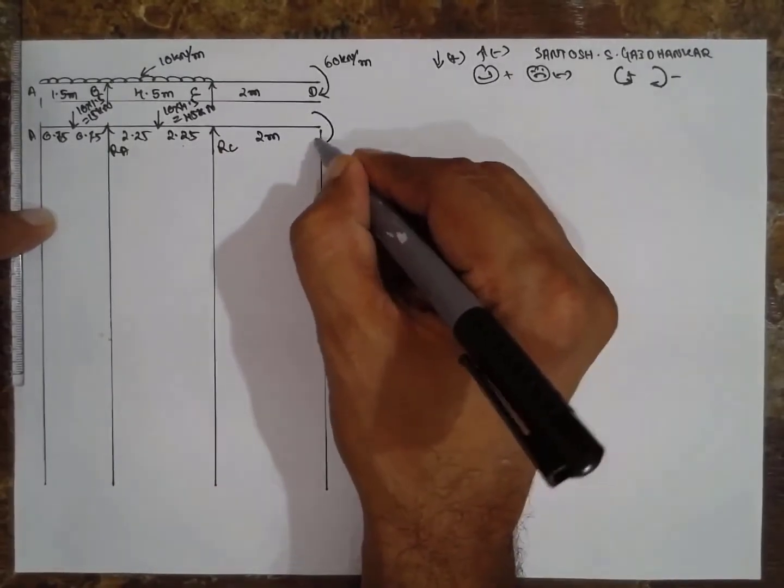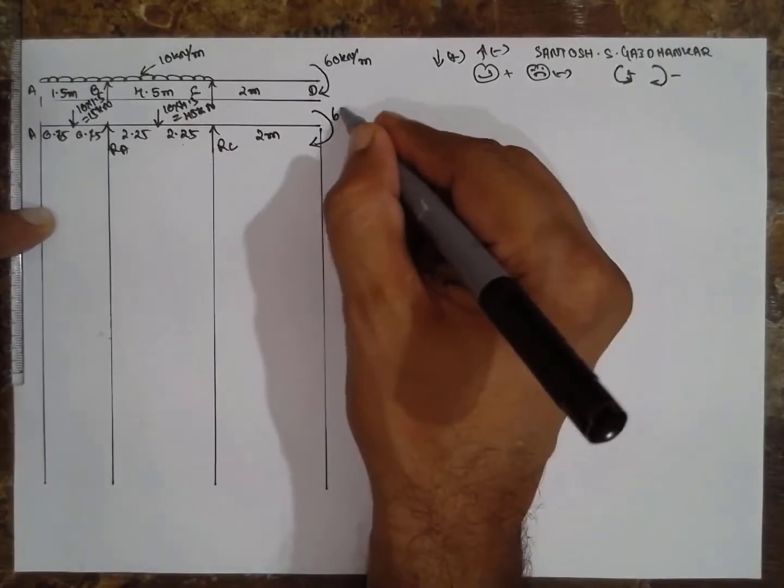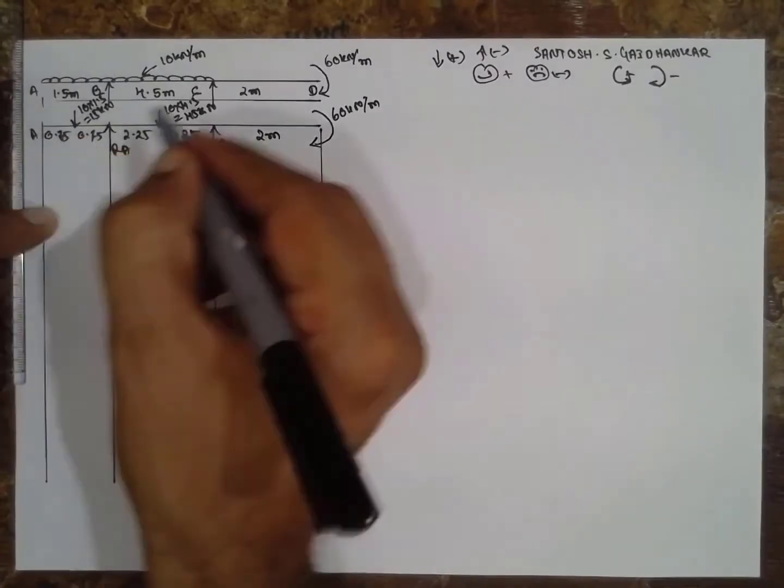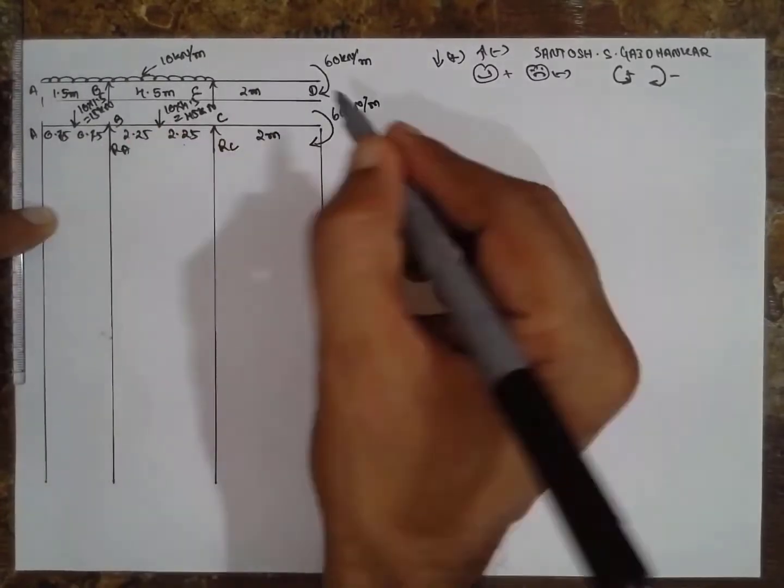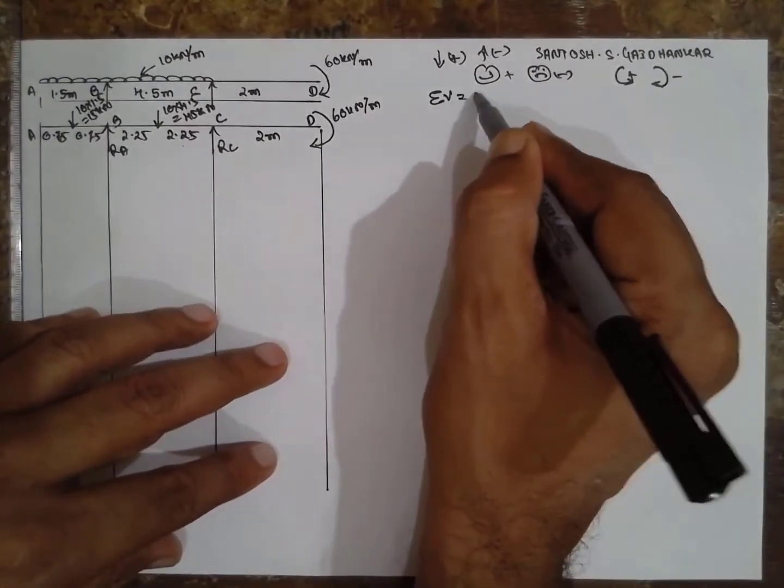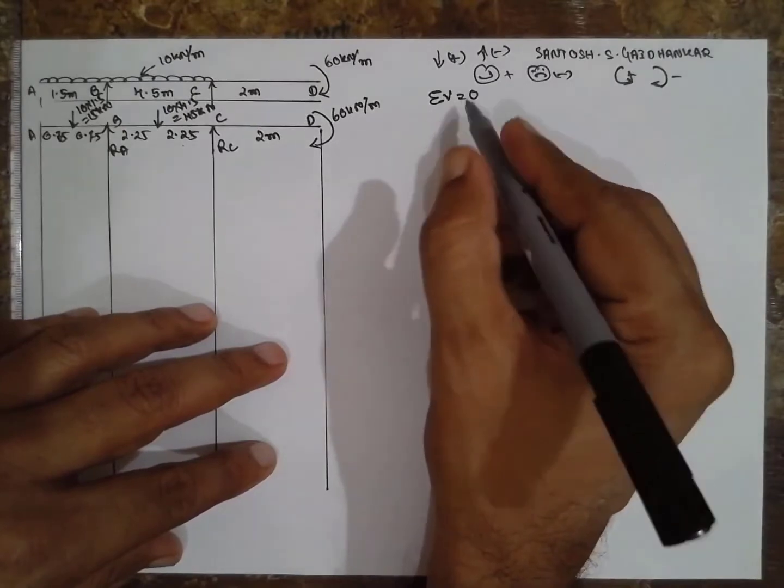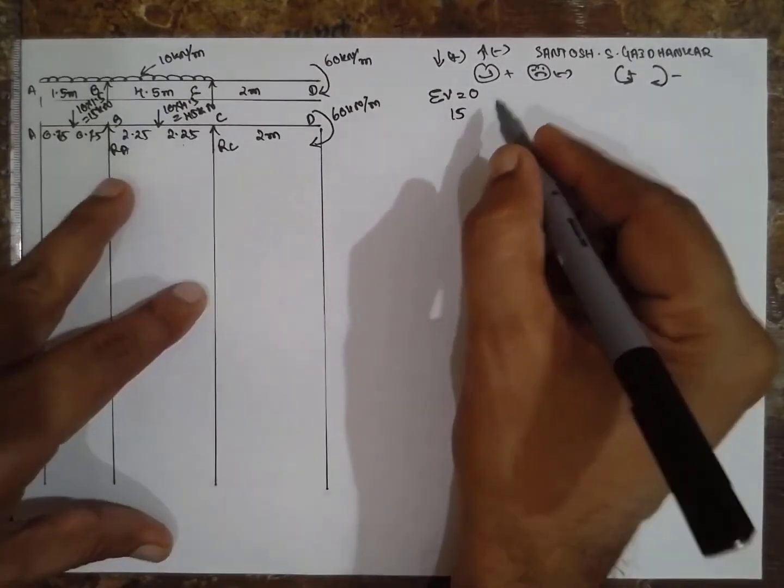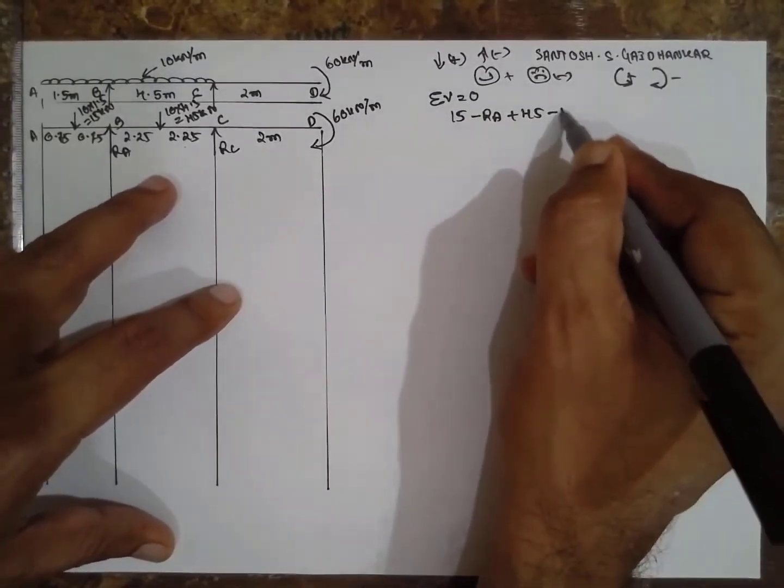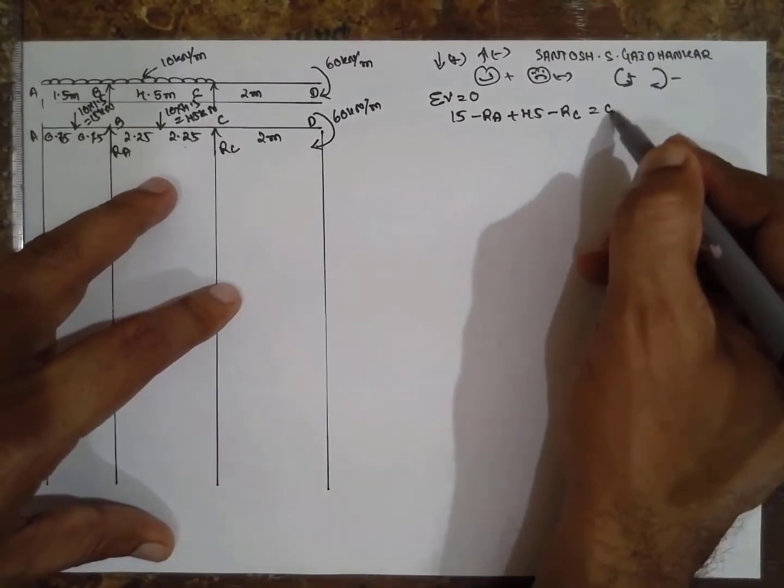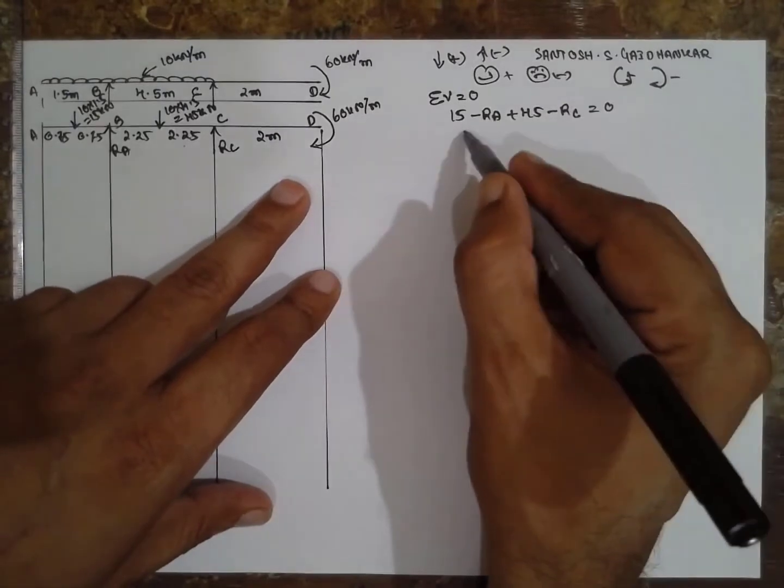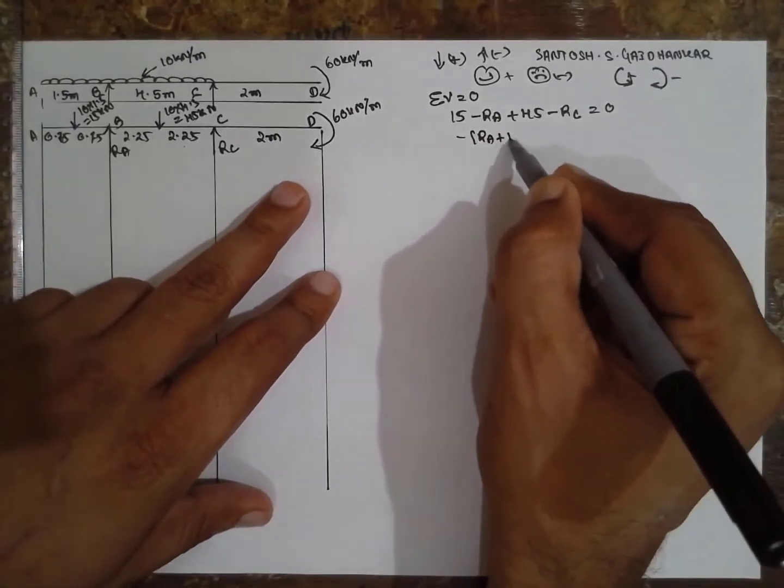there is a couple acting here, 60 kilonewton meter. This is A, this is B, this is C, and this is D. Now, sum of the vertical forces in order to find the reaction. Sum of vertical forces equals 0: 15 minus RA plus 45 minus RC is equal to 0, because the couple doesn't come into the picture when summing the vertical forces. Minus taken common, RA plus RC.